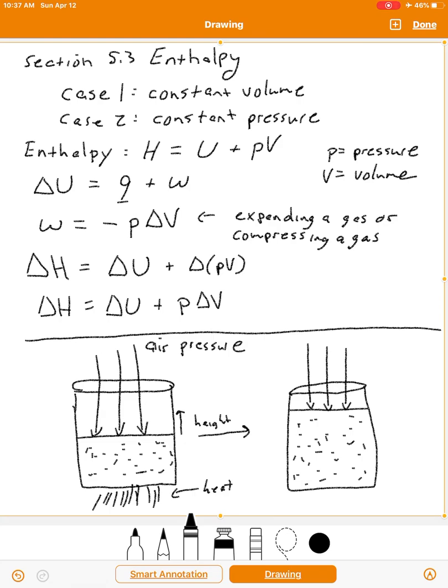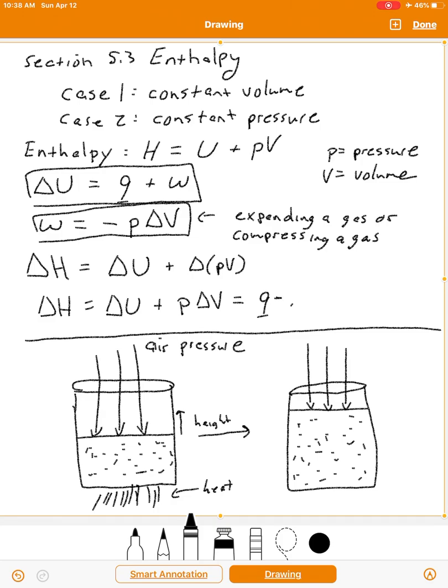Now I'm going to come back over here to our definition of internal energy. The change in internal energy is the heat plus the work, but the work is negative P delta V. So now I'm going to substitute everything in here. Delta H would be delta U, which is Q plus W, which is Q minus P delta V, right? Because W is minus P delta V. But delta H is delta U plus P delta V. So I'm going to add P delta V. And look what you get. The negative P delta V and the positive P delta V cancel, and you just get Q.